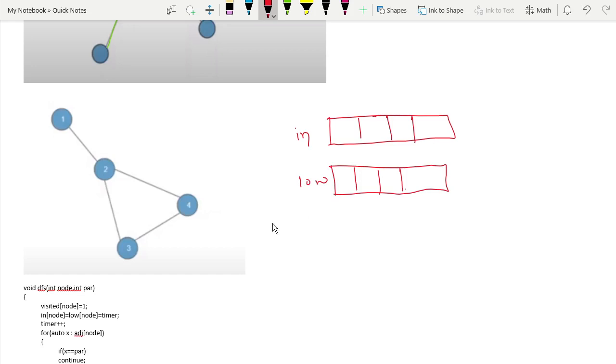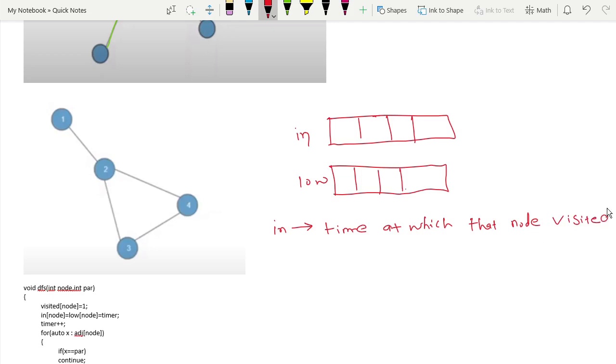So what the in time is, I am writing what the in time is. In time is the time at which that node is visited.